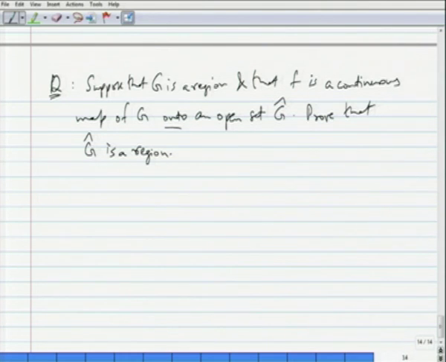Its non-empty is clear, because it is the image of a non-empty set under a function. So, it is definitely non-empty, but try to show that it is connected. So, this is the problem, and I will provide the solution here.